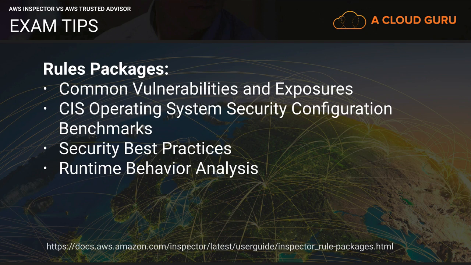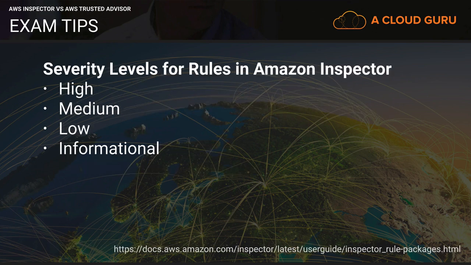The rules packages, there's 4 currently. So there's Common Vulnerabilities and Exposures. There's the Center for Internet Security Operating Systems and Security Configuration Benchmarks. There's security best practices, and there's runtime behavior analysis. Then we have different severity levels for rules within Amazon Inspector. So we had high, medium, low, and informational.